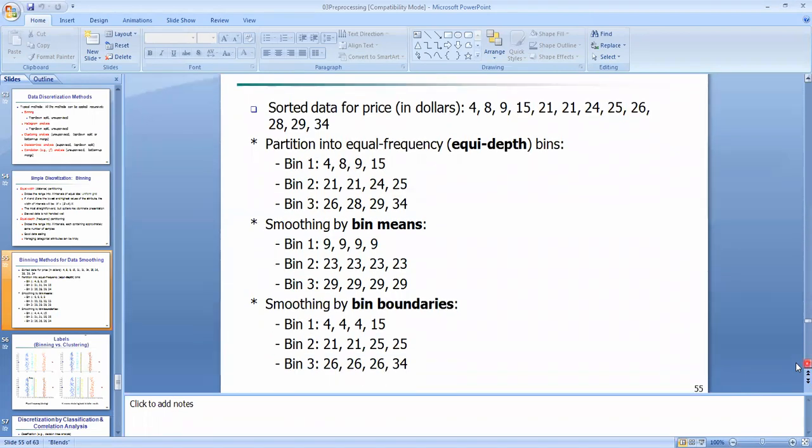Another method is smoothing by bin boundaries. Bin 1, bin 2, bin 3. Bin 1 consists of 4, 4, 4, 15. Bin 2 consists of 21, 21, 25, 25. Bin 3 consists of 26, 26, 26, 34. So exactly three bins are there. This is the best example of the binning method. So these are the three types of binning data smoothing methods we have.